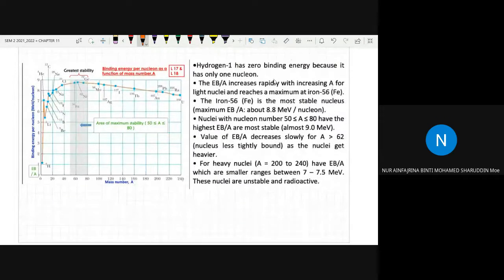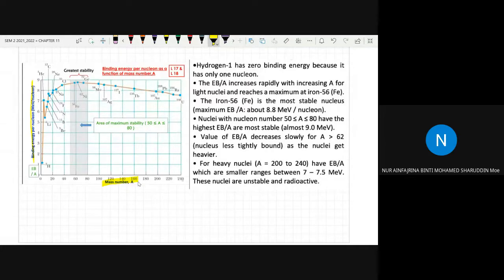Okay, it's about the graph. This learning outcome is to sketch and describe the graph of binding energy per nucleon against nucleon number. So if you look here, you will have the graph of binding energy per nucleon against mass number. Mass number is the nucleon number, or we also call it the atomic number.